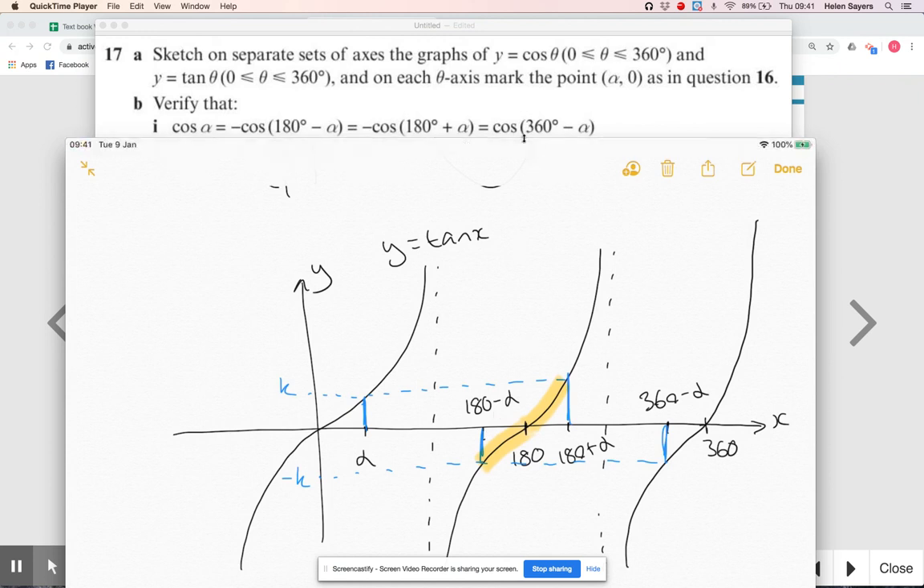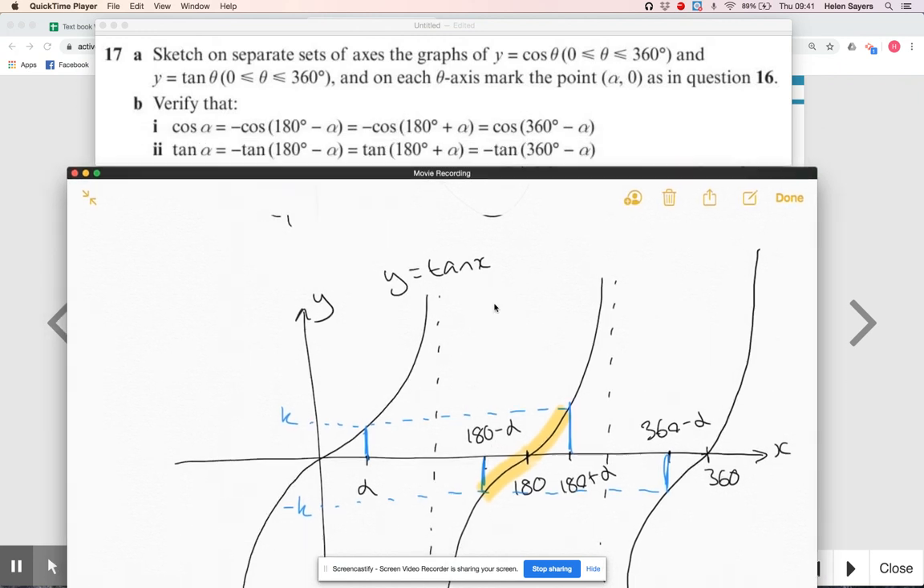Okay, so let's just double check that we do agree with them. They're saying that tan of alpha equals minus the tan of 180 minus alpha, equals the same as tan of 180 plus alpha, and then equals minus the tan of 360 minus alpha. Okay, so I think we agree.